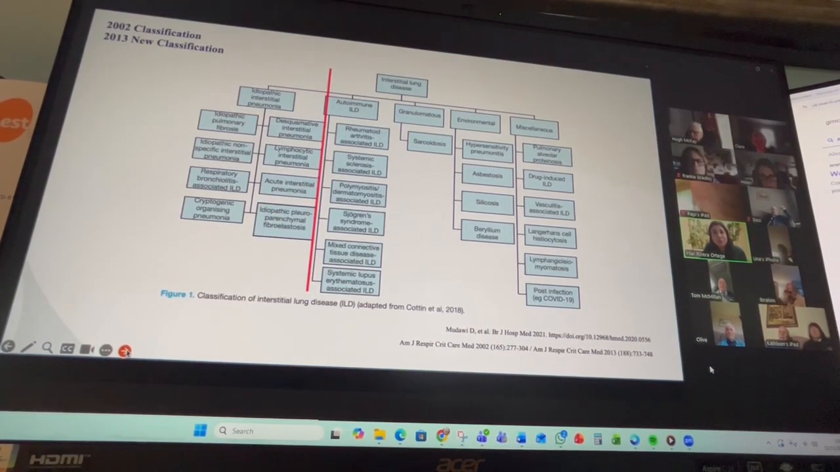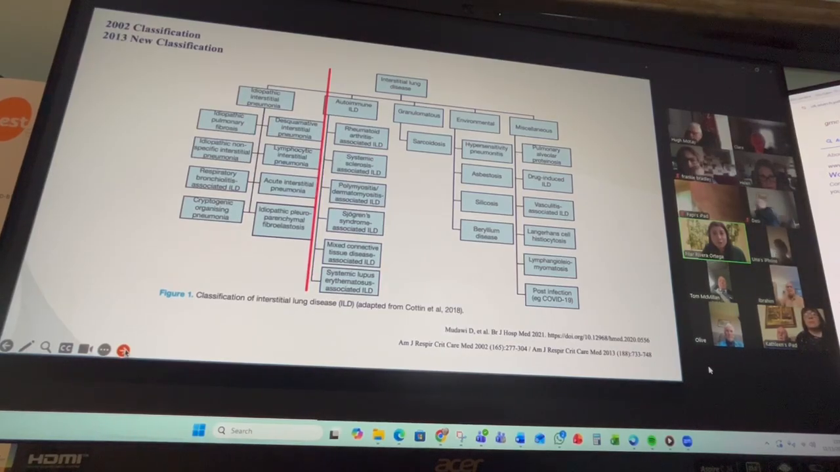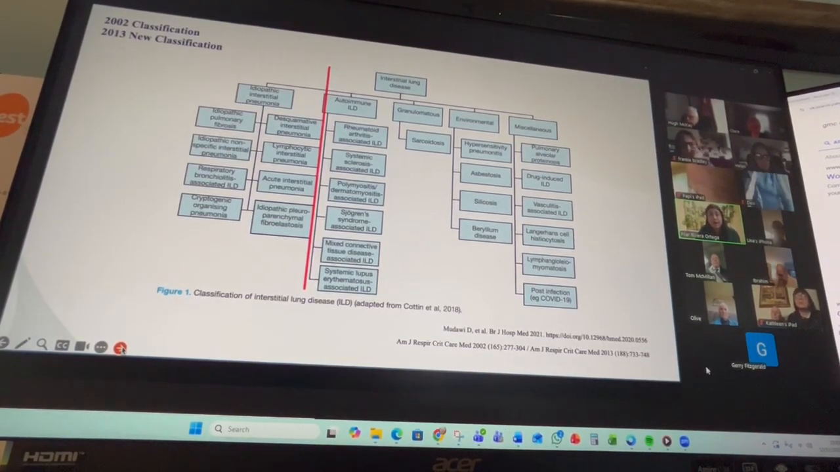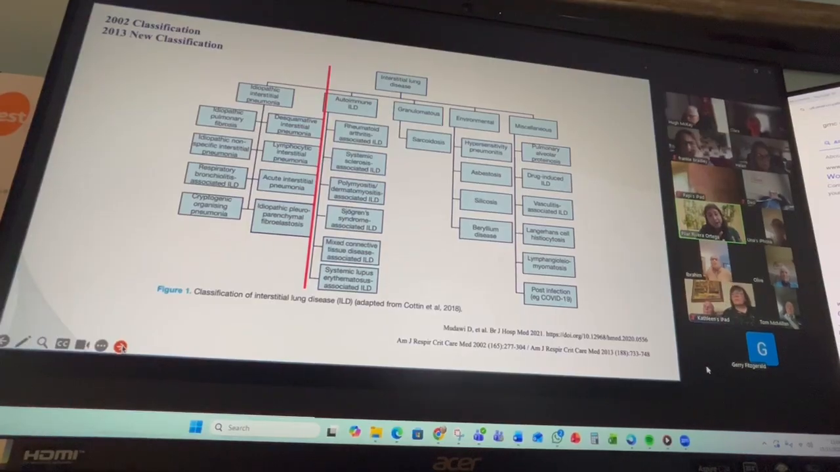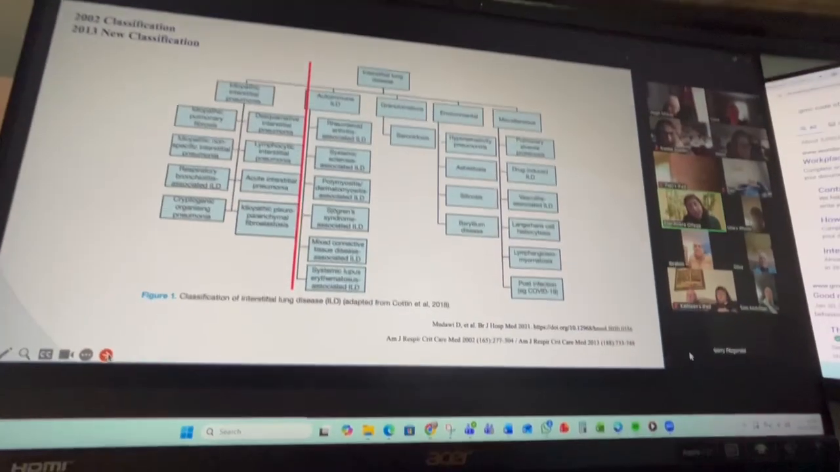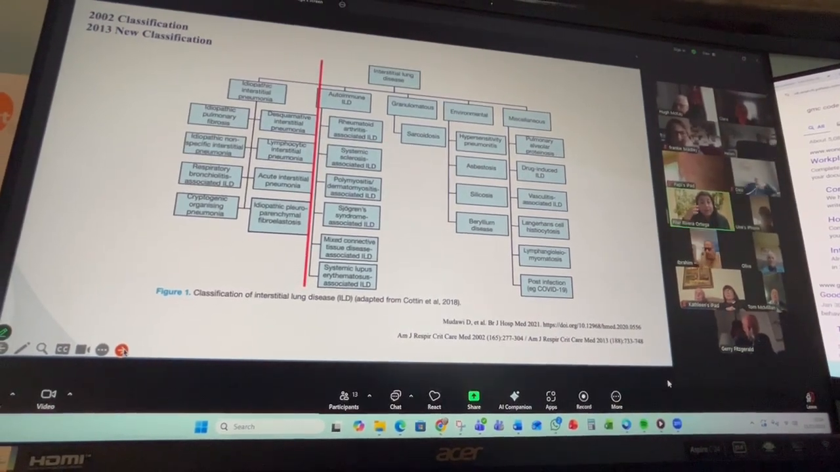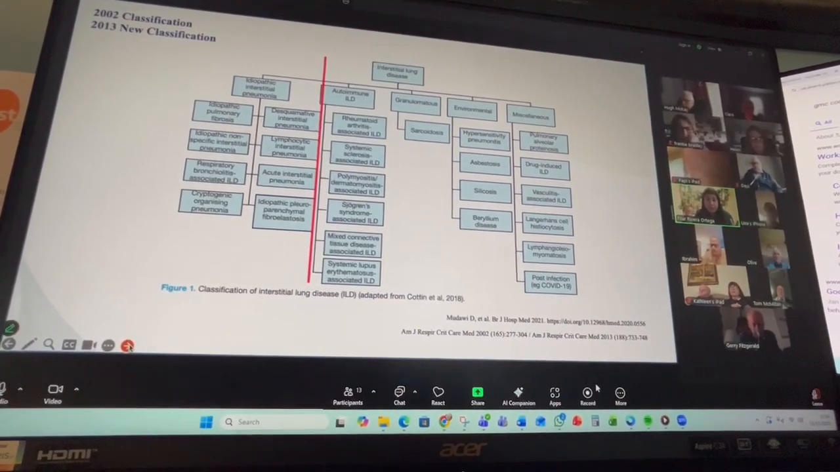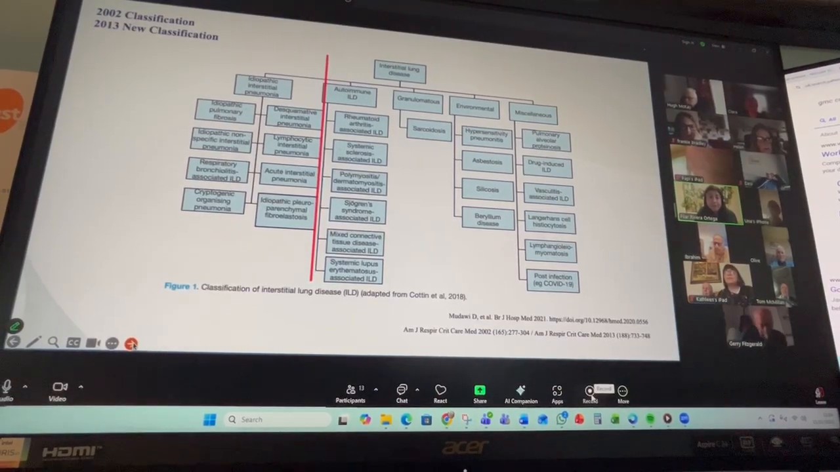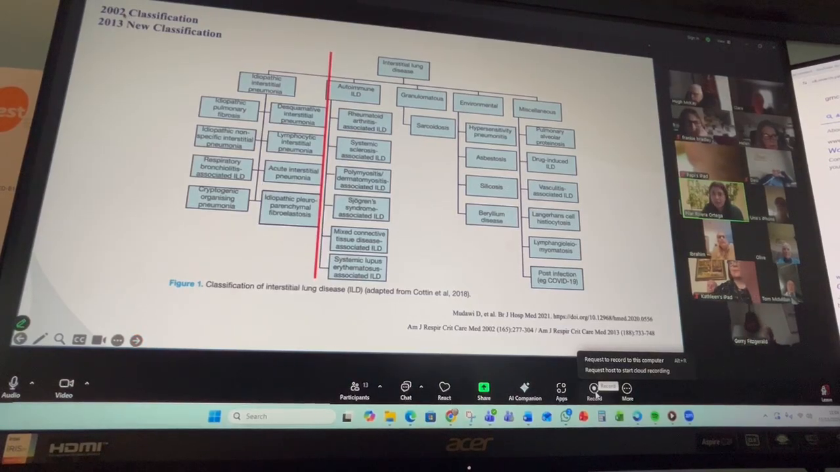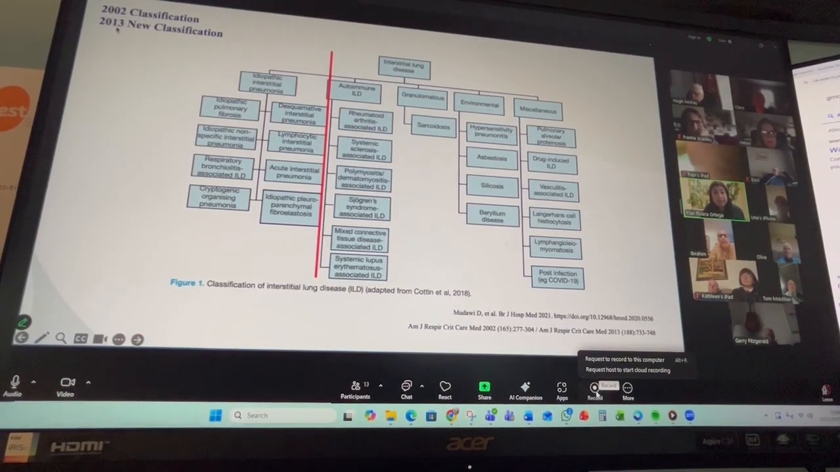But when we say pulmonary fibrosis, one more time, it's not one disease. We have around 100 different types of pulmonary fibrosis. And how we differentiate between them is whether or not we are able to identify the cause of the disease. This figure tries to explain the previous two classifications for interstitial lung disease, one from 2002, and the second one from 2013.